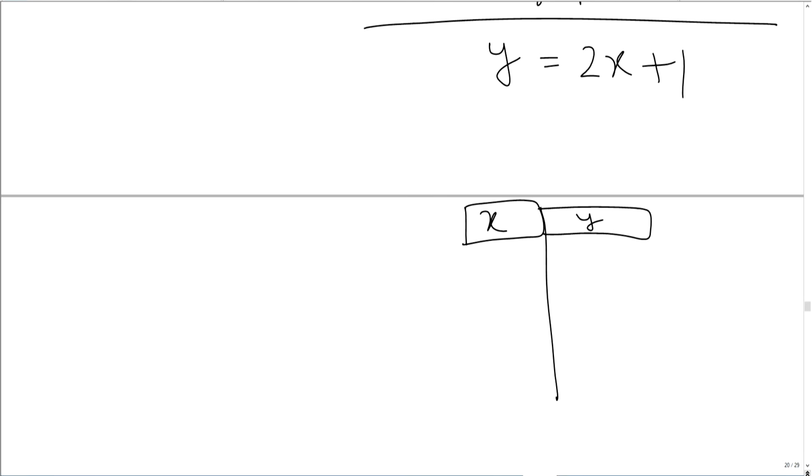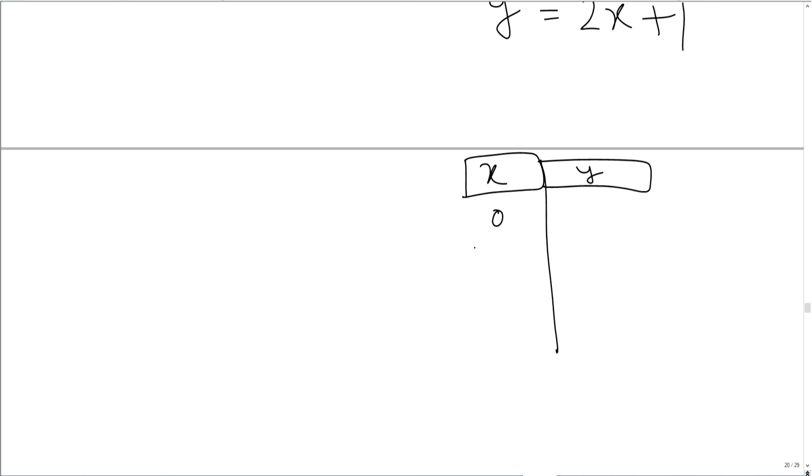Where does it cut the y-axis? So we need to figure out those critical points. For example, the first critical point: where does this line cut the y-axis? At that point, the coordinate of x would be 0. You can see it for yourself.